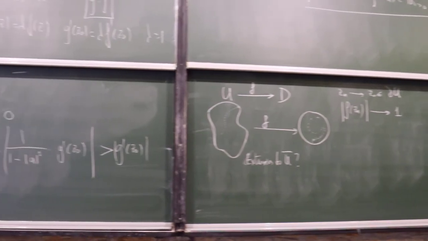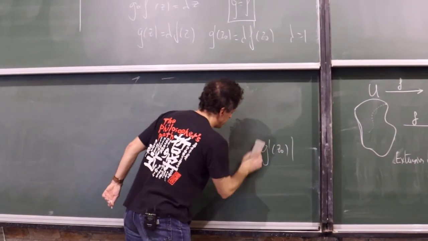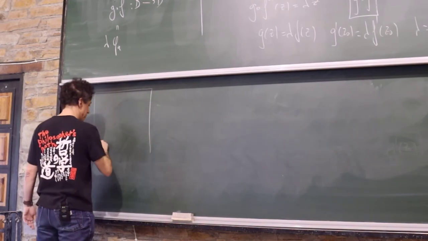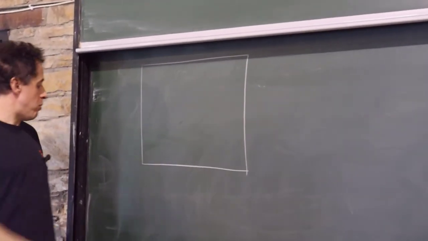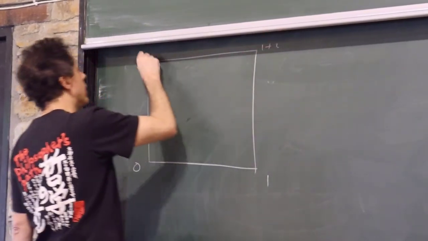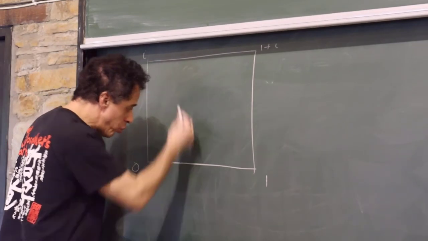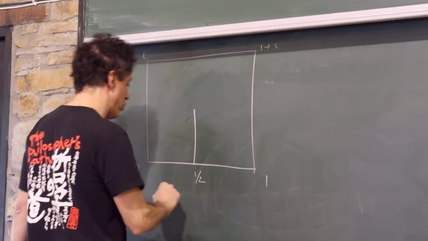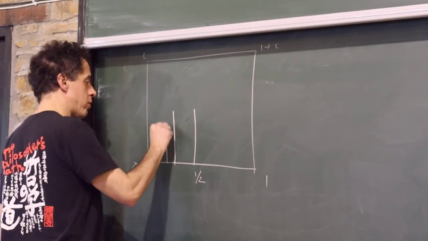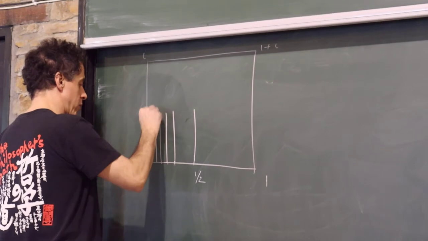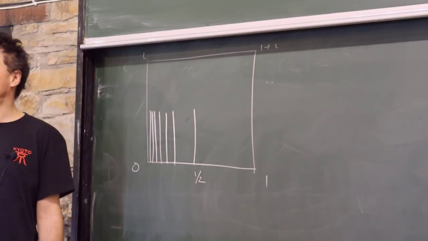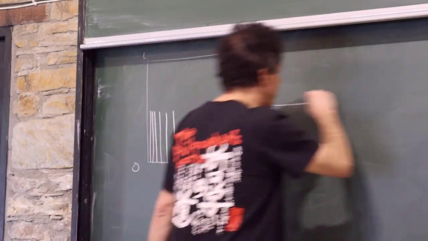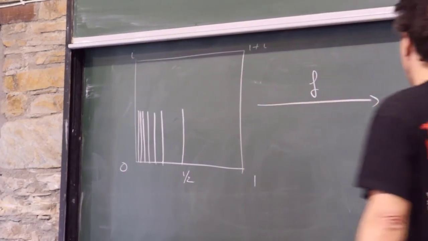There are very complicated simply connected open sets. For instance, you can consider the open unit square, (0,1) plus i(0,1). And in this you remove some closed segments, at the points 1/2, 1/3, 1/4, and so on. You can remove an infinite number of segments here. This is a simply connected open set. And so there exists a biholomorphism of this set to the unit disk.